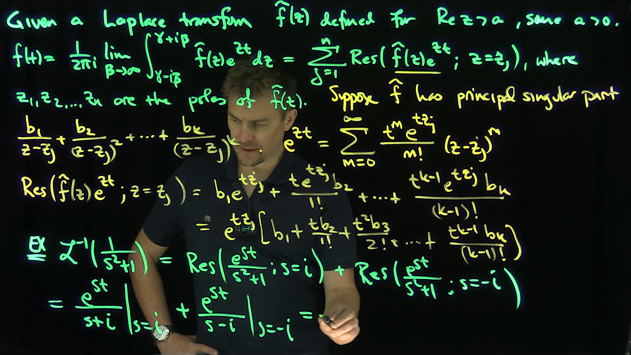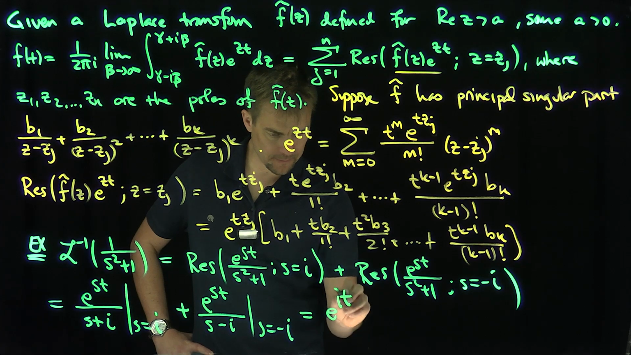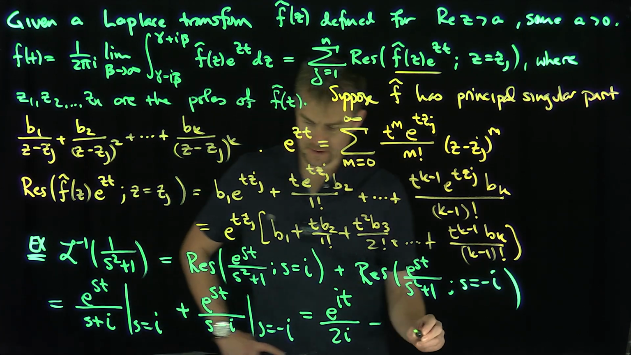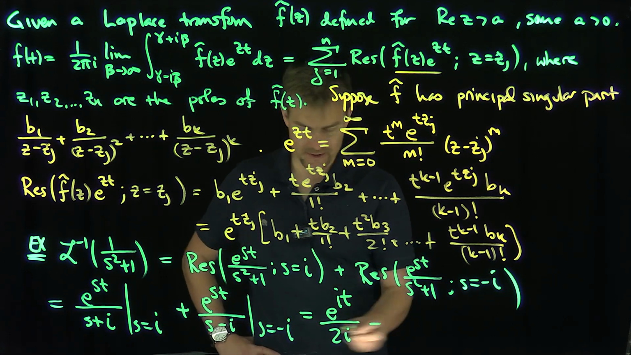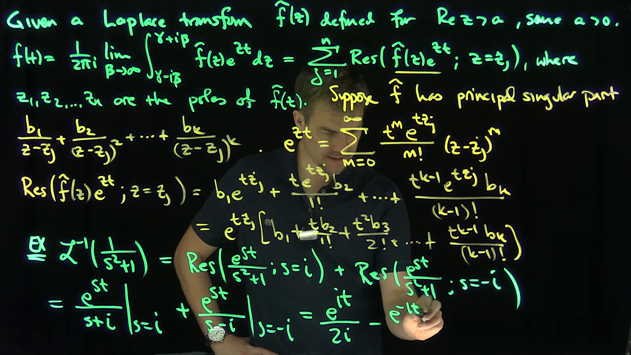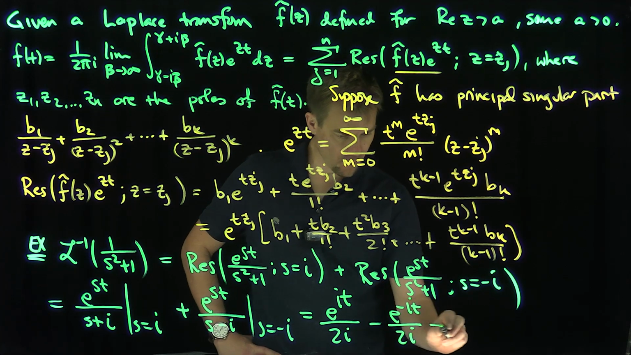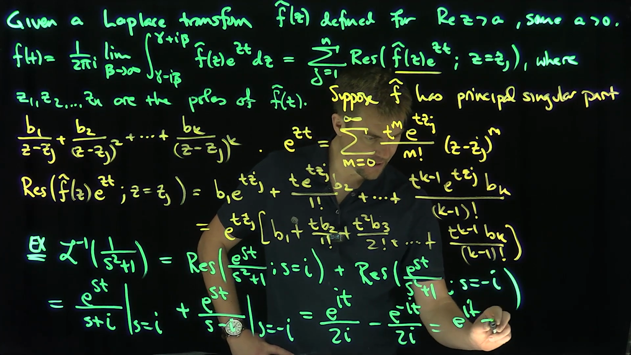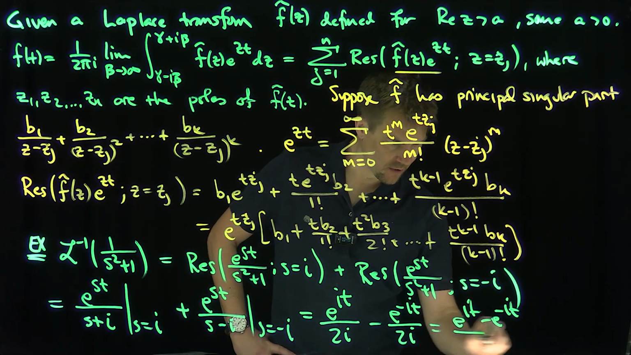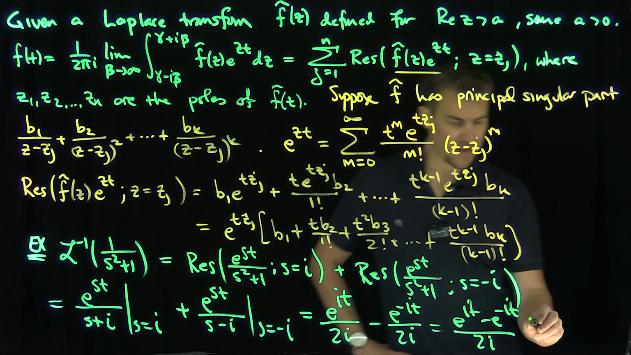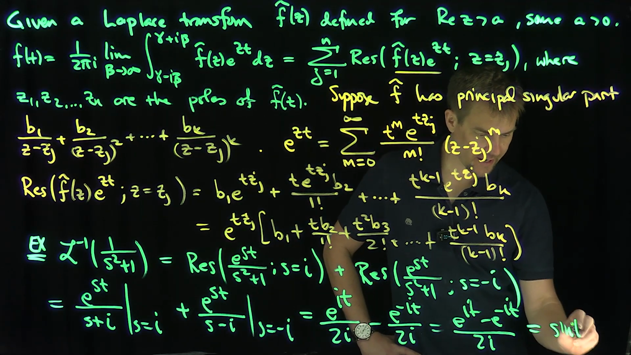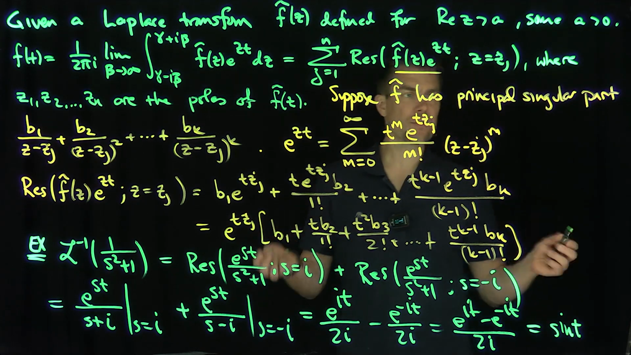And so what will this give us? This is going to give us an e to the it over 2i minus, of course, because there's going to be a minus down there, e to the minus it over 2i, which is e to the it minus e to the minus it over 2i. And that gives us sine of t, right? And we knew that to be sine of t, right?